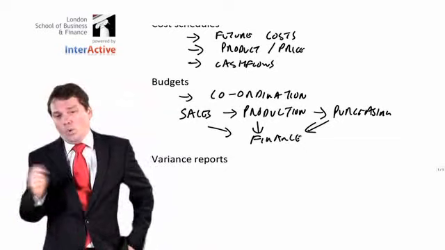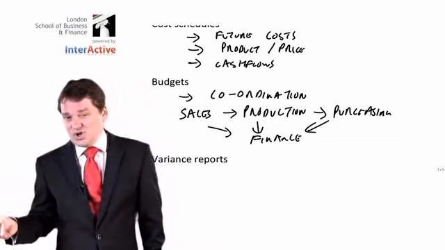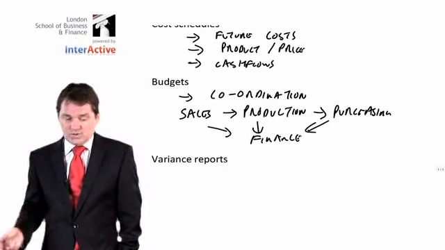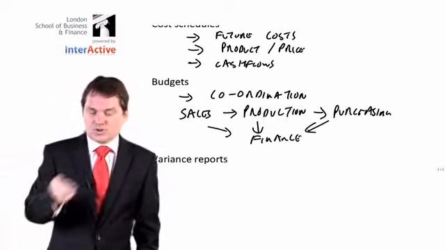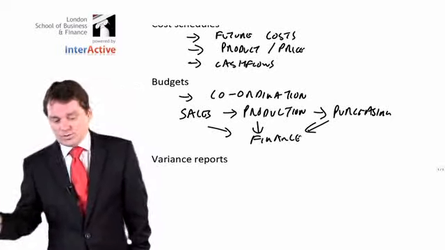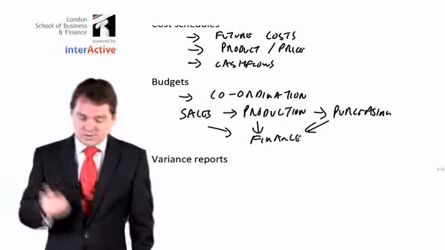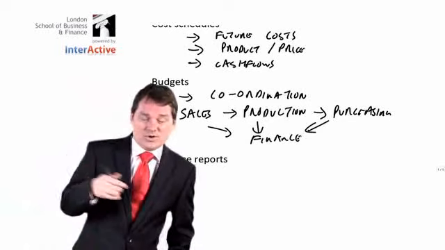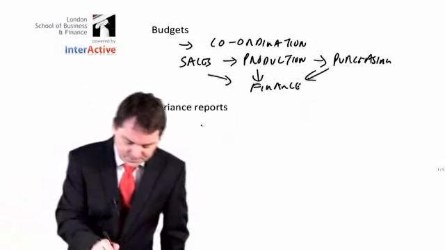Because if you think about it, what order does this actually happen? Purchasing have to buy things first. Then production have to spend some money, turning it into a finished good, and then sales receive the money. So purchasing comes first, then production, then sales. The money goes out, purchasing and production first. The money comes in through sales later. So finance have got to make sure we actually have enough cash and we're not going to go out of business. And finally, variance reports.